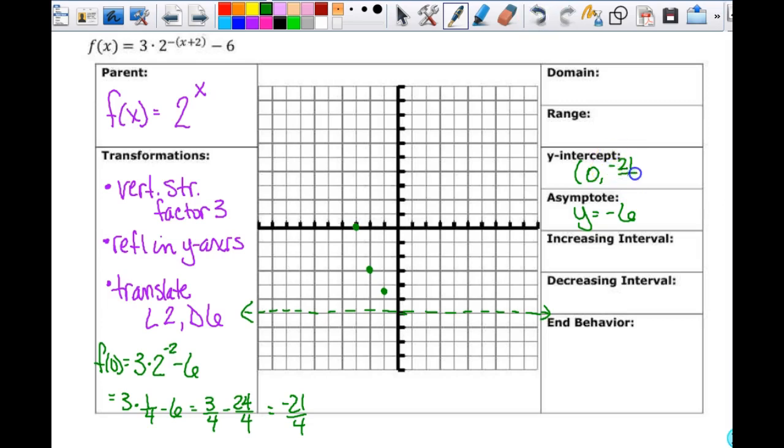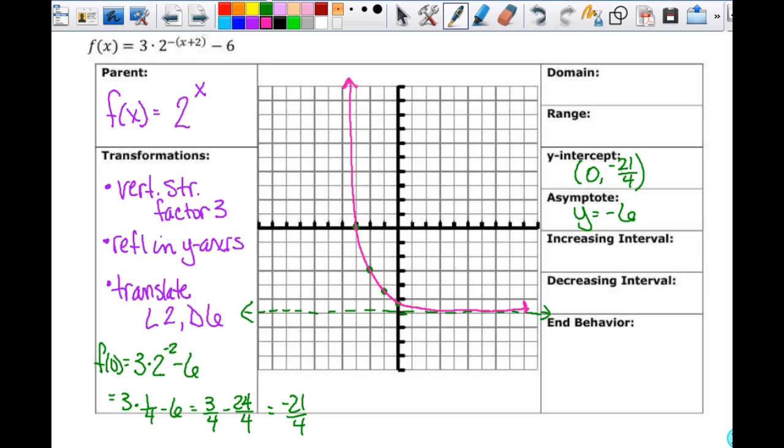Negative 21/4, so that'll be negative 5 1/4. So 1, 2, 3, 4, 5, and 1/4 is right about there for my y-intercept. Then my graph. Oh, shoot. Okay, get the right angle here. Something like that.